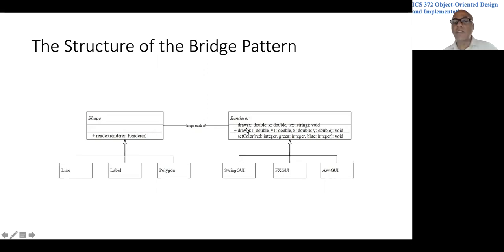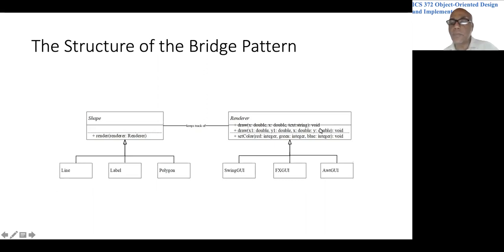And what are these methods? This draw method here takes a string, that is the third parameter, and displays that string at this coordinate. Actually, this should be x and y. The x and y coordinates are passed. There is a typo here. And that would be useful for drawing a label.